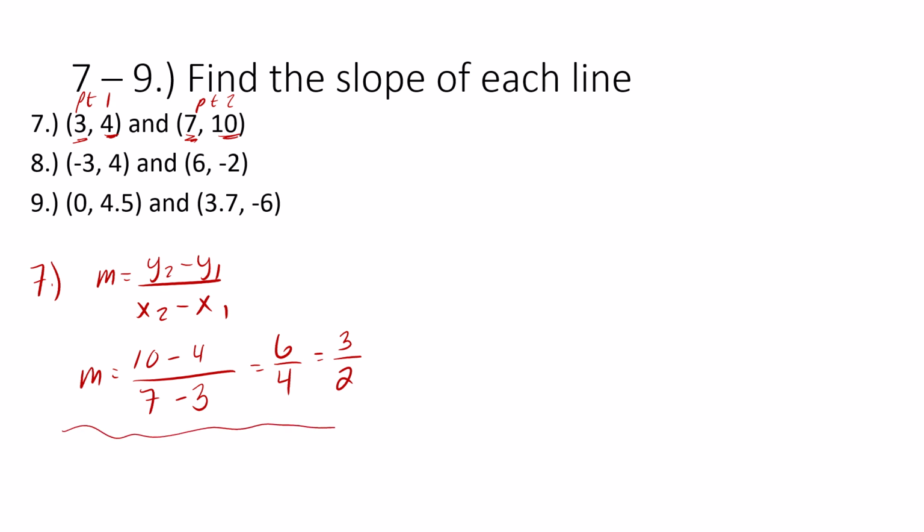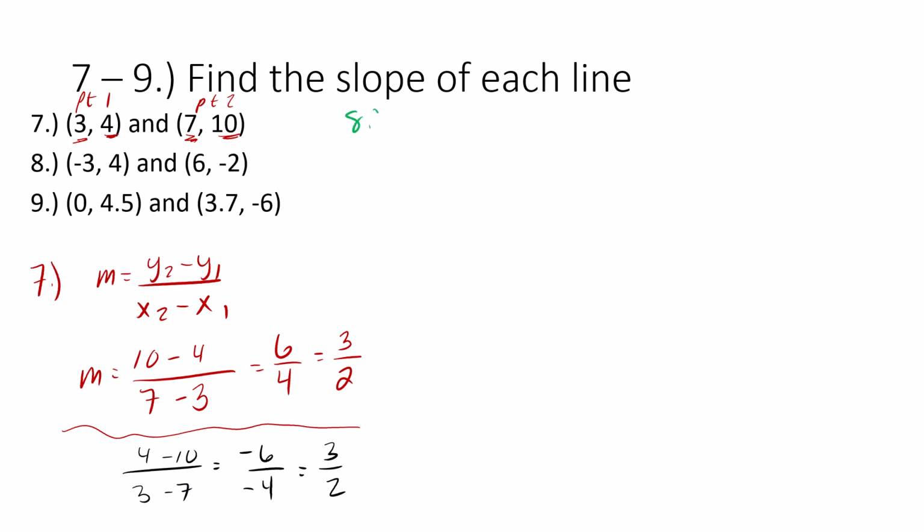If you pick the points the other way, you would have wound up with this. You would have had 4 minus 10 over 3 minus 7, which would have given you -6 over -4, and a negative divided by a negative is a positive. So it should land you in the same spot. With experience, you will get good at seeing if there's a better way to pick the points. There's not a wrong way. Just if we can avoid the negatives, it's usually considered better if we can.